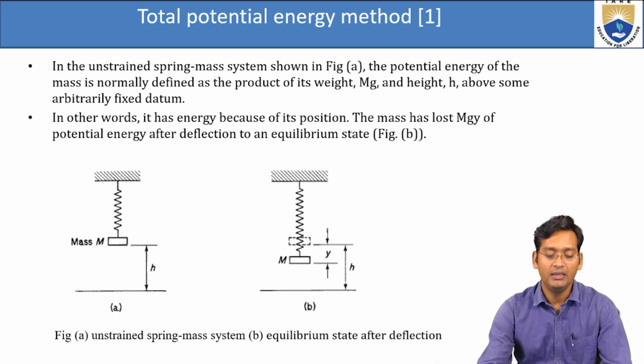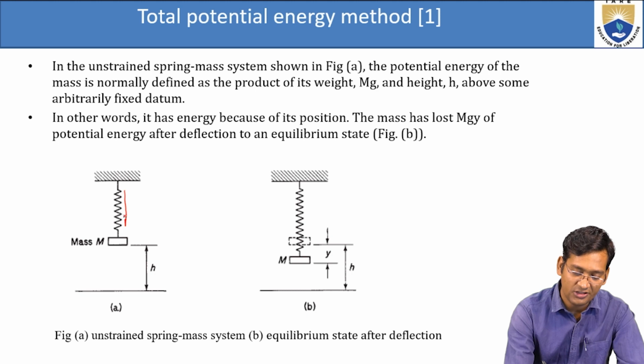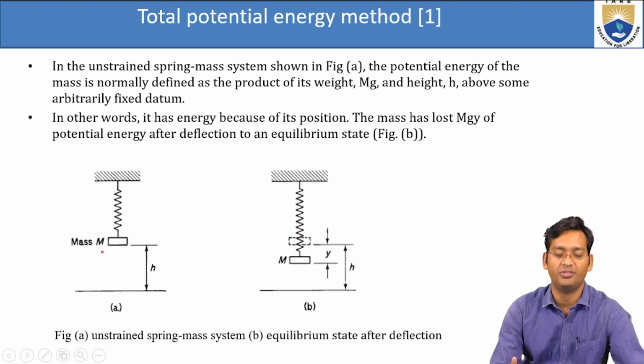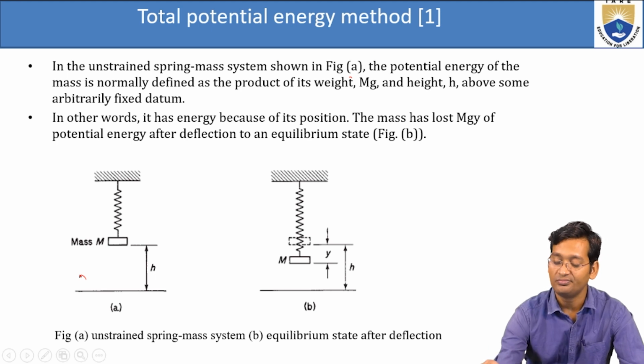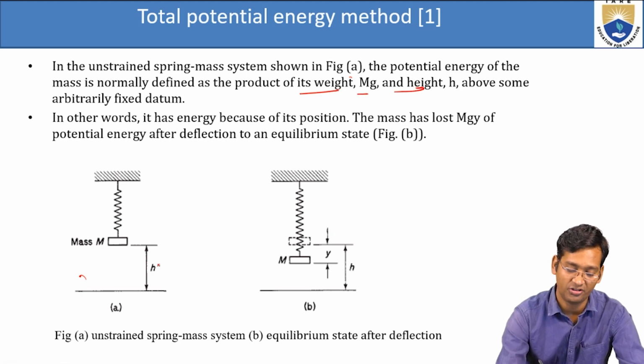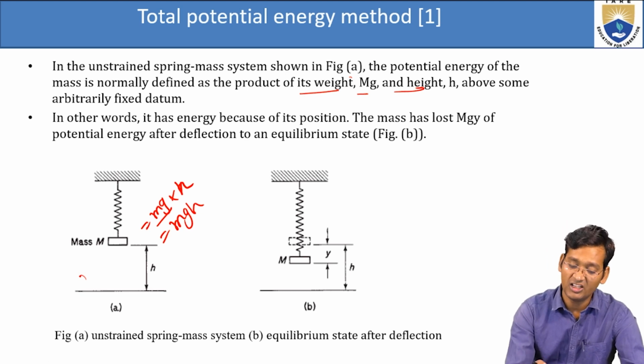Okay, so see, in the unrestrained spring mass system, whatever the spring's actual size is, in that the mass is suspended. This is the unrestrained spring mass system, shown in figure A. The potential energy of the mass is normally defined as the product of its weight, that is mg, and height. So what is the potential energy in this case? That will be mg, weight into height. What is the height here? H. So the potential energy is mgH. Okay, that is for the unrestrained one.